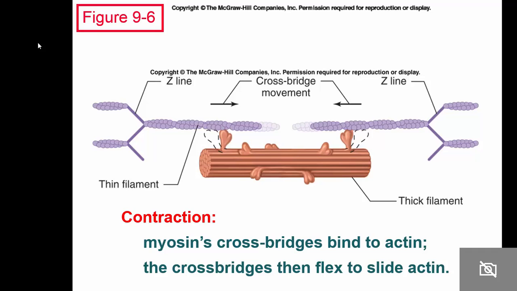You can't contract. You can't have contraction. If they don't touch, this reaction does not happen. And the tropomyosin is a physical barrier. That's what it does, but only in skeletal muscle and cardiac. Skeletal muscle and cardiac muscle are very similar.